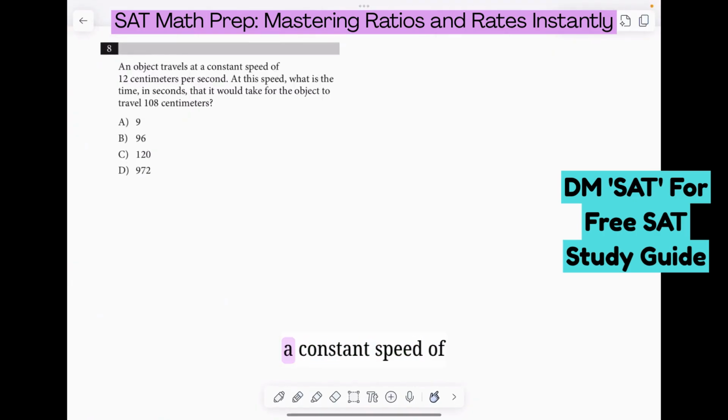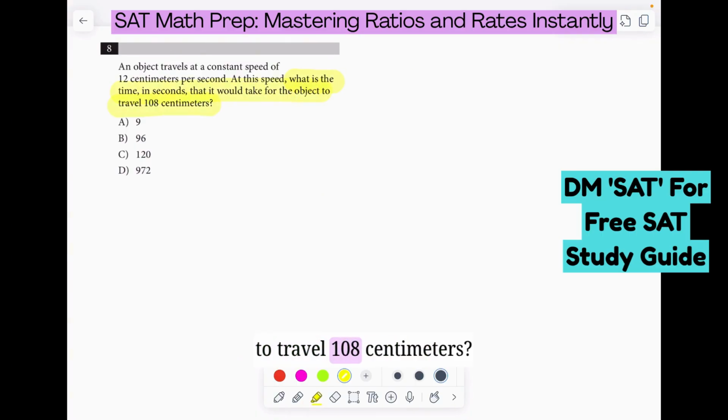An object travels at a constant speed of 12 centimeters per second. At this speed, what is the time in seconds it would take for the object to travel 108 centimeters? So what I'll do first, I'm going to underline the question. What is the time in seconds that it would take for the object to travel 108 centimeters?